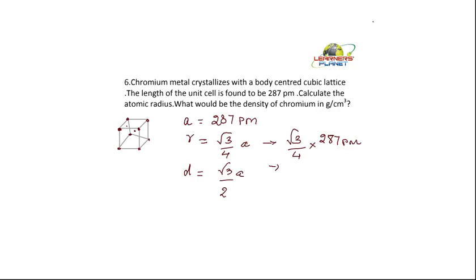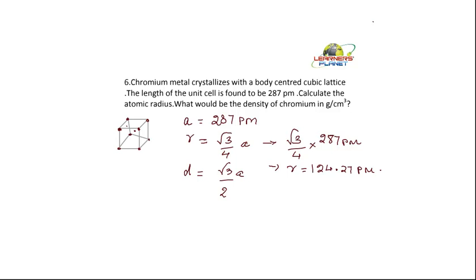Now, let's calculate this. It is root 3 multiplied by 287, and that has to be divided by 4. So that comes out to be 124.27 picometer. r is equal to 124.27 picometer. Calculations you can do mentally, okay? Now, we have got our radius over here. What is asked is the density.